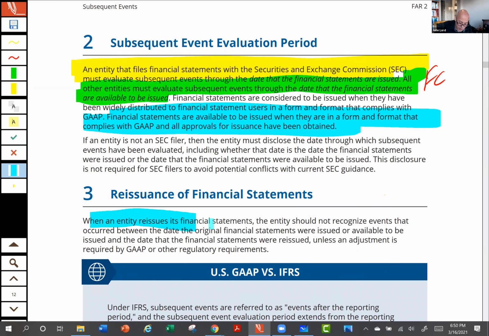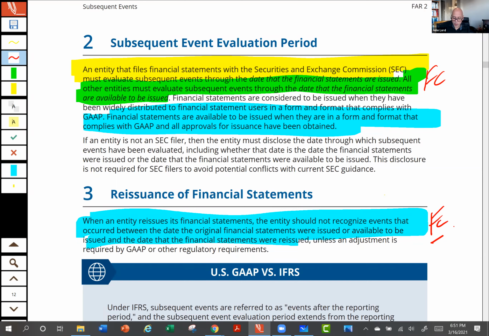When an entity reissues financial statements, the entity should not recognize events that occurred between the date the original financial statements were issued or available to be issued and the date the financial statements were reissued. Say all that ten times fast. So you don't need to look for subsequent events that happened from the date of the original issue to the date they were reissued. Flashcard that. Question on that? It's a little sing-songy.